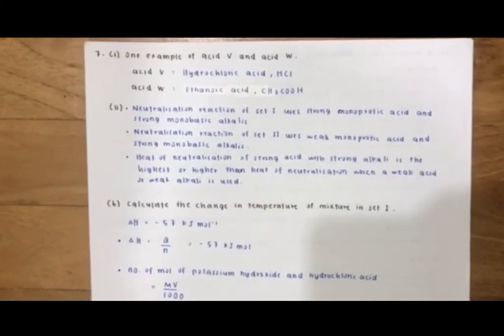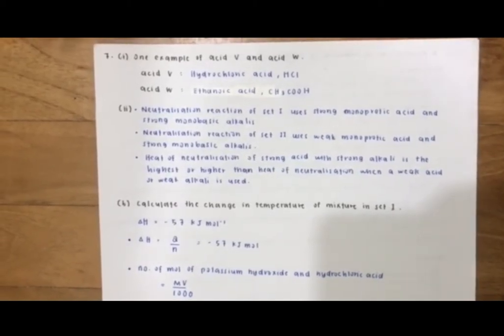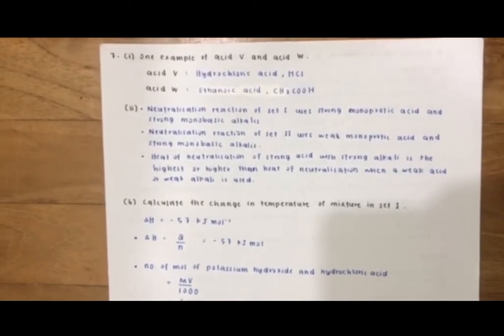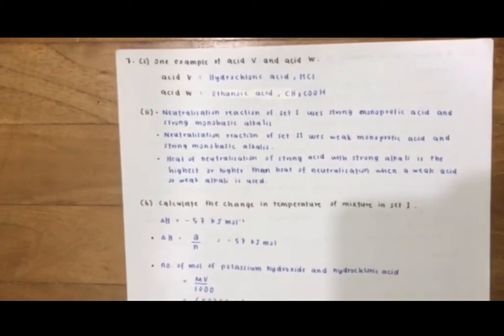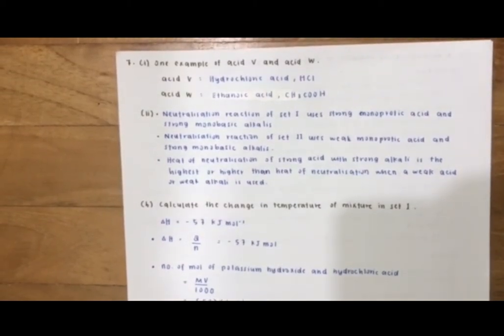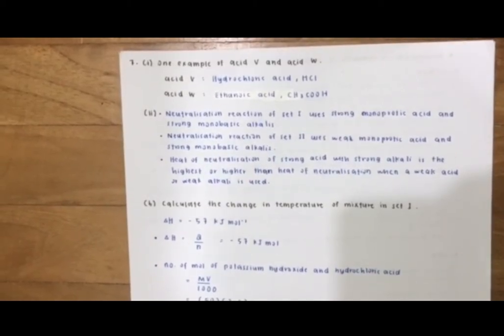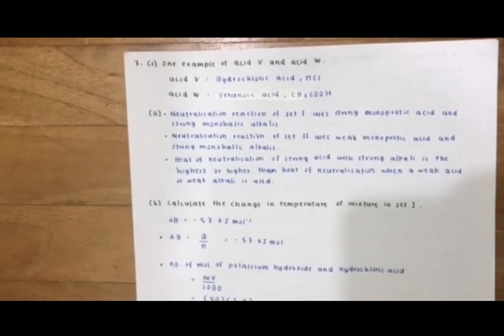For 7a(ii), the answer is that the neutralization reaction of set 1 uses a strong monoprotic acid and a strong monobasic alkali, while the neutralization reaction of set 2 uses a weak monoprotic acid and a strong monobasic alkali. So the heat of neutralization of a strong acid with a strong alkali is higher than the heat of neutralization when a weak acid or weak alkali is used.